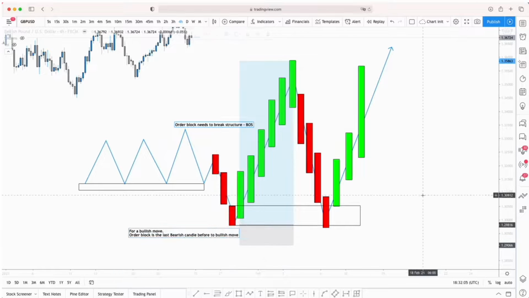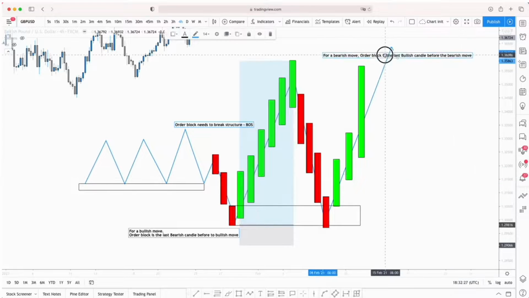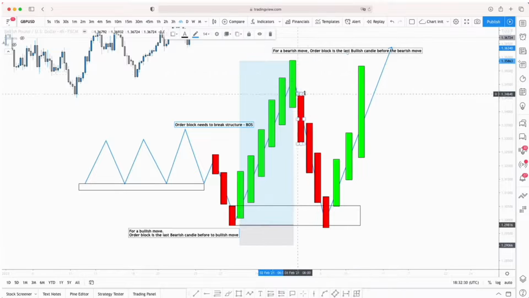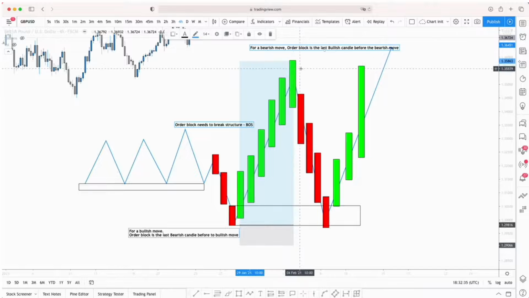Okay, and for a bearish move, the order block is the last bullish candle before the bearish move. And this should just make sense. Why? It's because it's the last place where the banks have bought before the big sell happened. That's essentially all it is, and that's how we would identify order blocks.